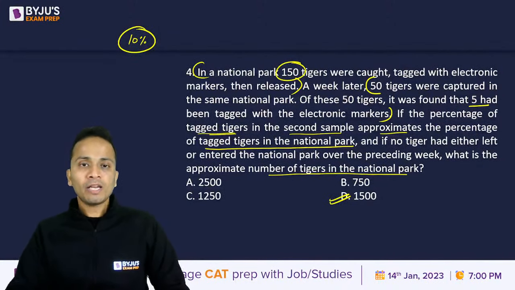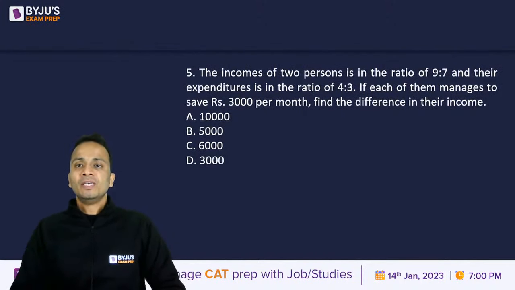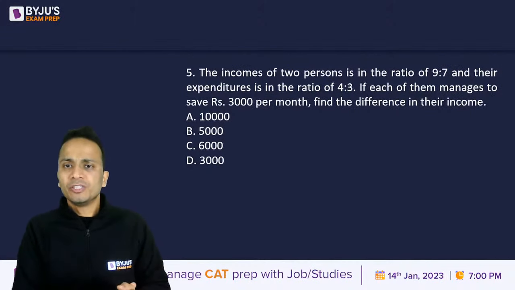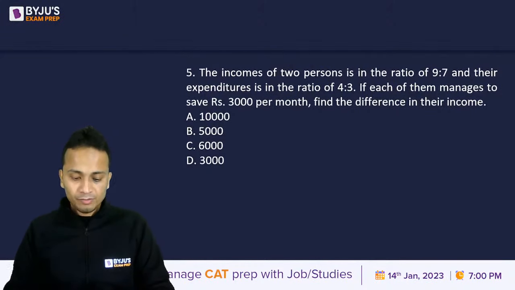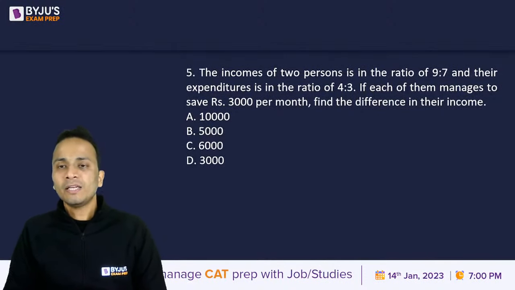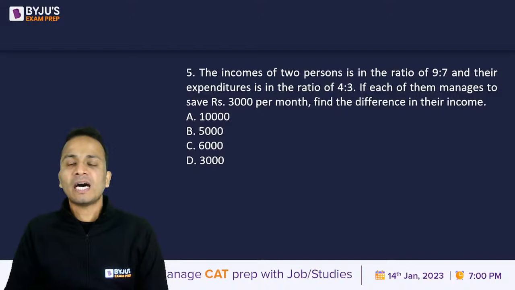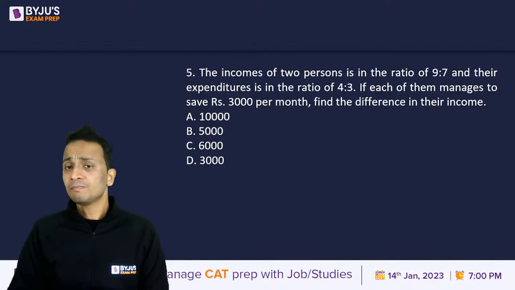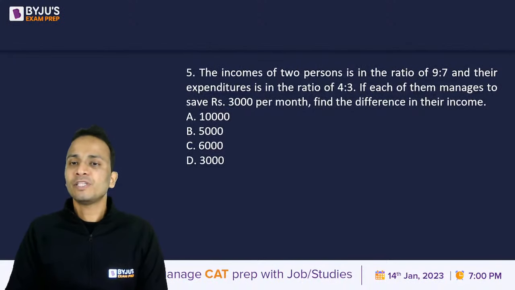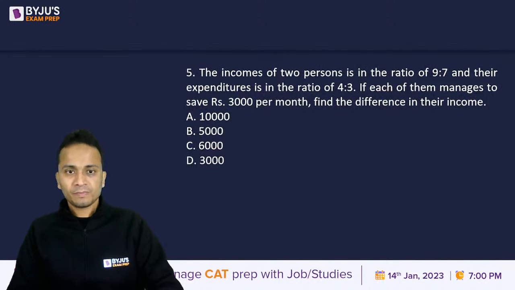Okay, let's move on and look at question number 5. Question number 5, very simple, straightforward question of linear equations. We have done this type of question many a times in our life. So the incomes are in the ratio 9 is to 7, expenses are in the ratio 4 is to 3. Each of them saves 3000, then find the difference between their incomes.